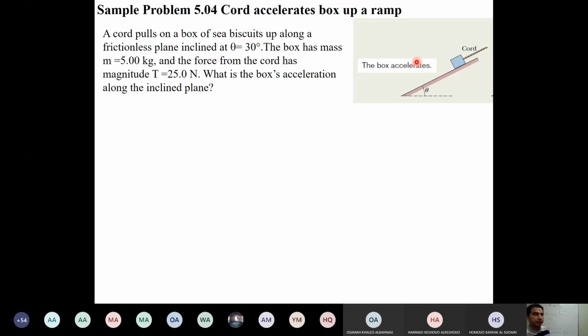Okay, this is another situation. It was not always a luxury that you are pulling things on the straight ground, like horizontal ground. Sometimes you also need to move something uphill. So we are simplifying that situation now and just putting a plane, which is also a frictionless plane.